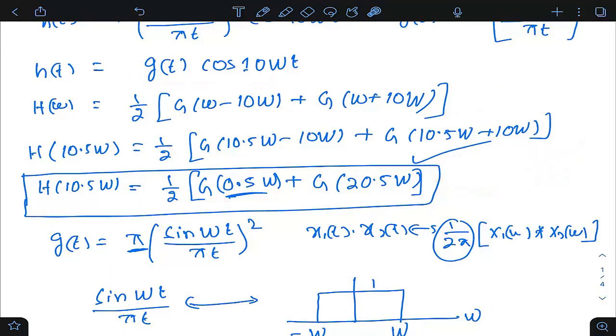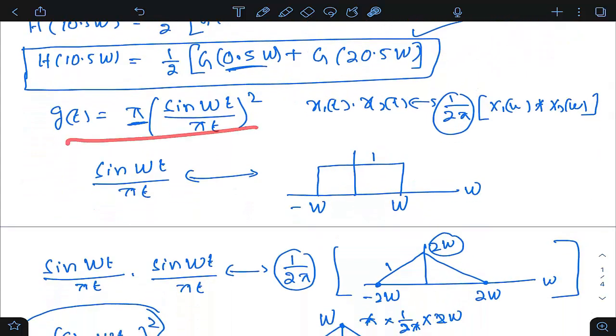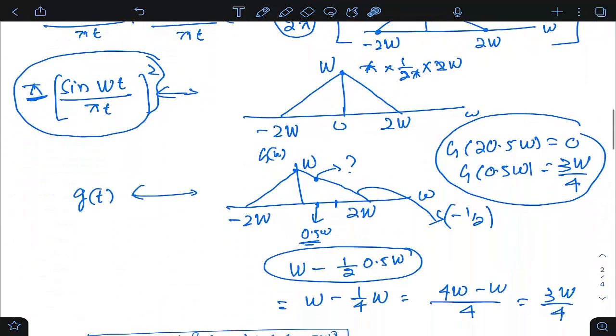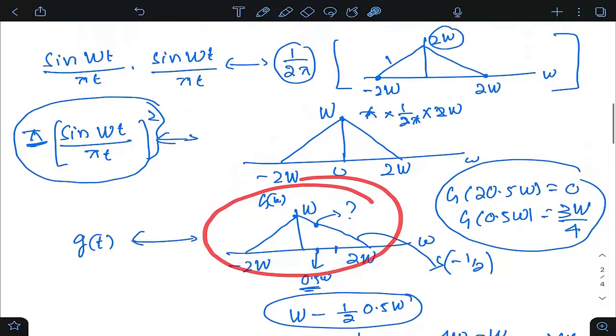So now the problem is to get the value of G(omega). g(t) is defined like this, so its Fourier transform is this one. If you multiply this with this, you get a triangle like this. And again, with the additional factor, you get this. So this is your G(omega). So you got G(omega).